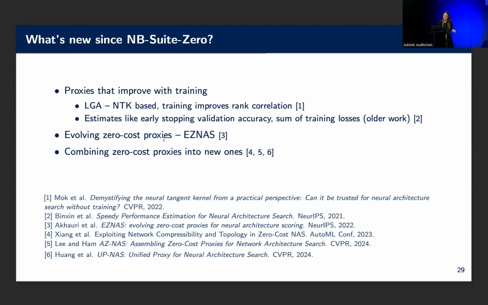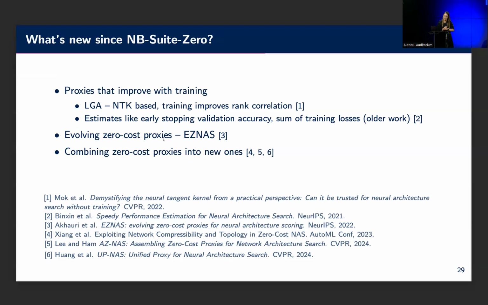One of them was LGA, which improved a little bit with training. You've also got some estimates, like early-stopping validation accuracy or the sum of training losses until a specific epoch. That is something you can use and can be really nice. If you would like to work on zero-cost proxies, this is one way where you could maybe do something.